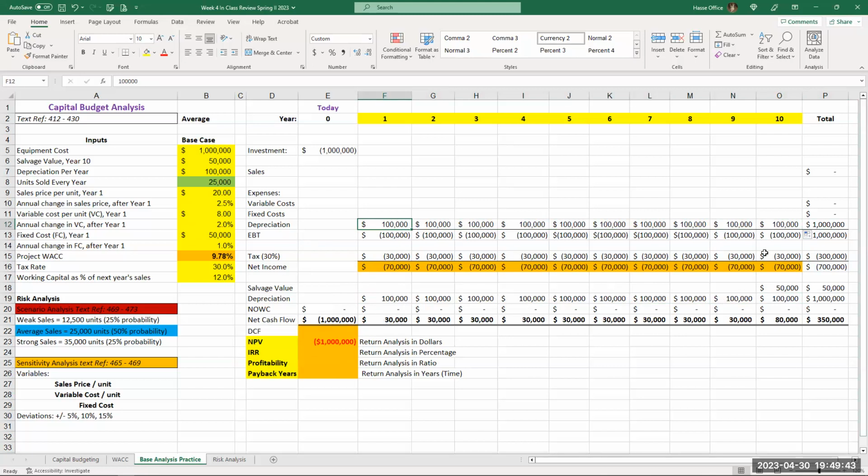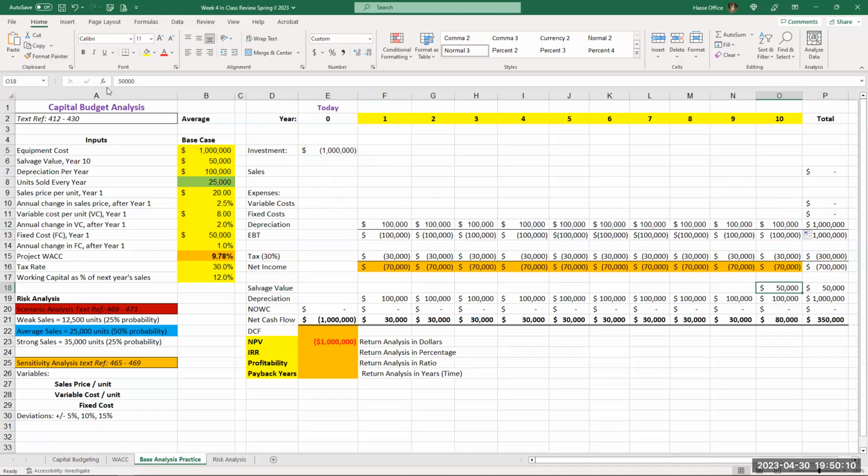Now, because of that, notice we're depreciating $1 million. So our book value of this asset, meaning the value of the asset on our accounting books, is zero at the end of its depreciable life, meaning this $50,000 cash we're receiving as the salvage value in this asset is a gain on the disposal or the gain on the sale of the asset in year 10. We've got to pay tax on it.